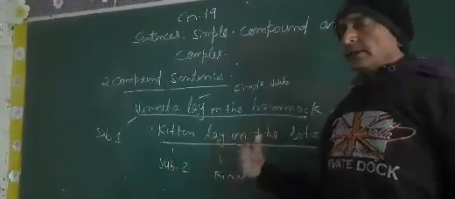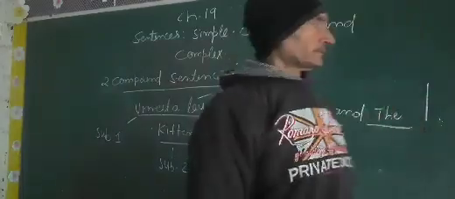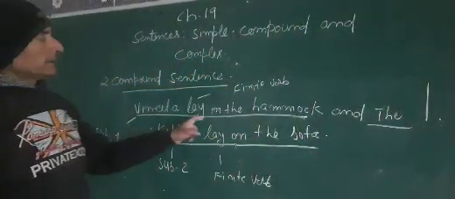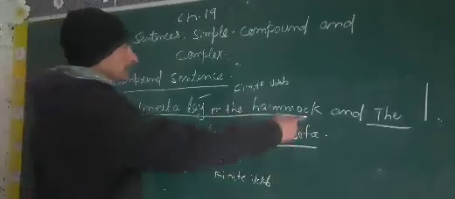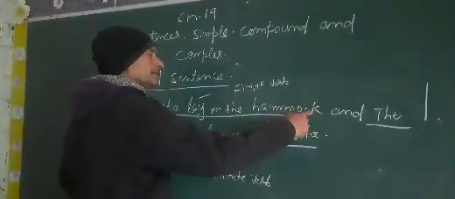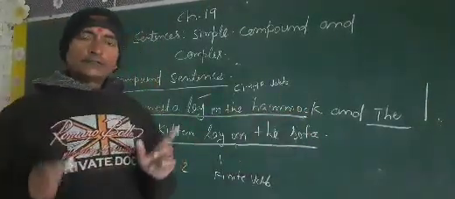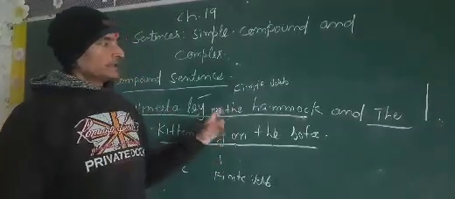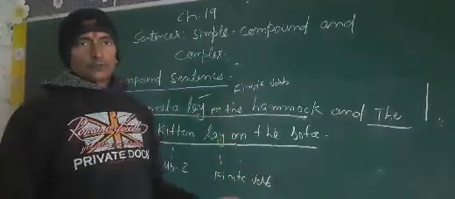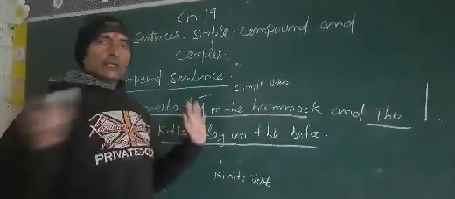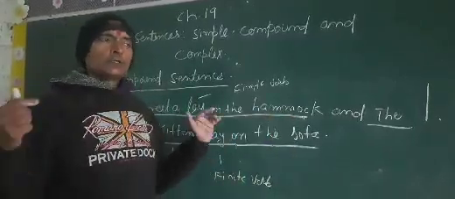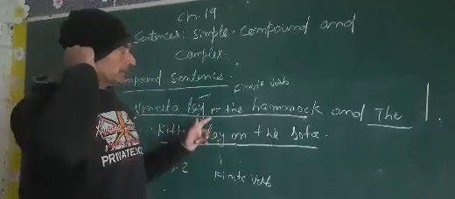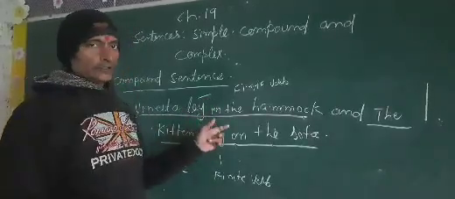How they are independent, I will tell you. Vinita lay in the hammock. It means this sentence can stand alone as a sentence. It doesn't need the help of other clause, because the meaning of this clause is completed without help of any other clause. So this is principal clause, or this is main clause.